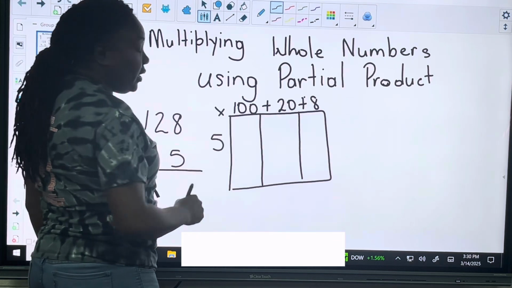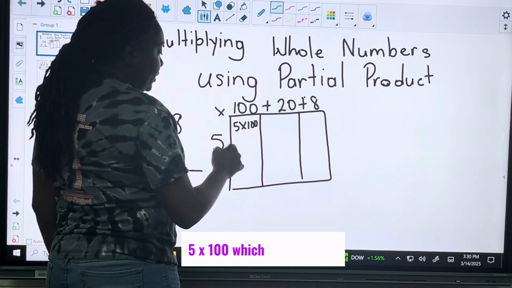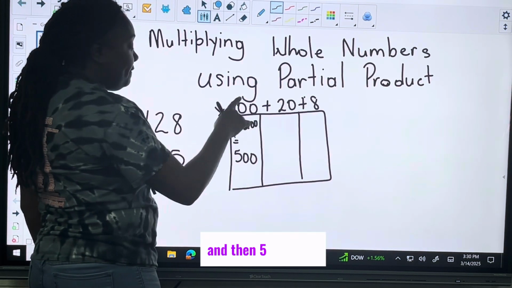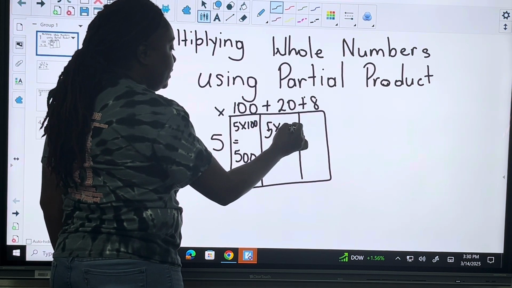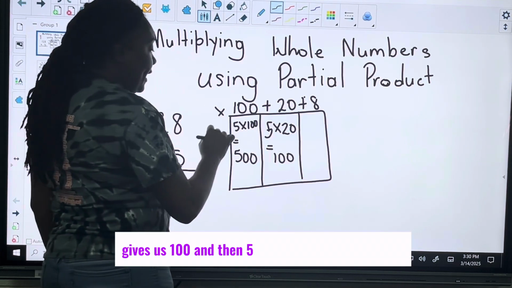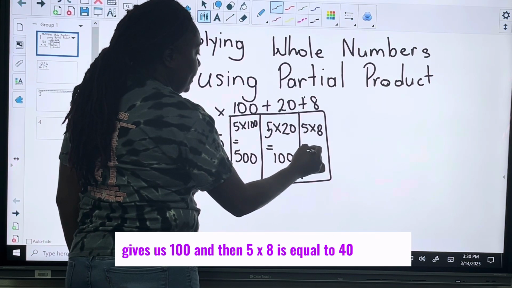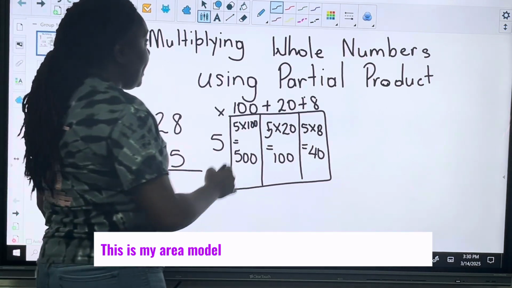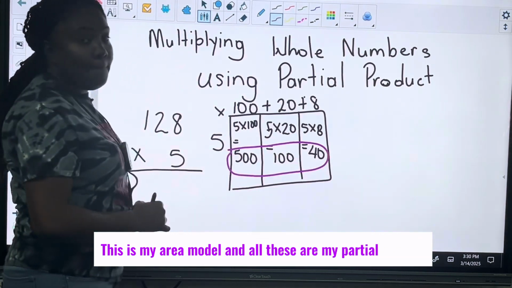So this is 5 times 100, which gives us 500. And then 5 times 20 gives us 100. And then 5 times 8 is equal to 40. Good job. Now, this is my area model, and all these are my partial products.